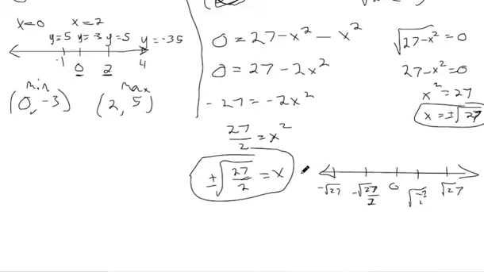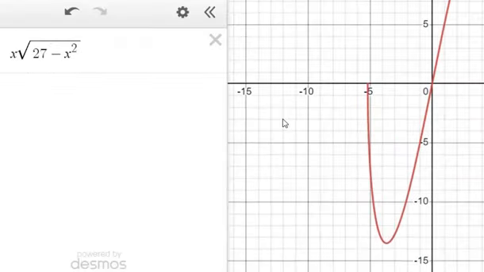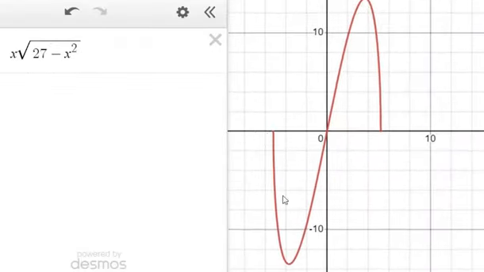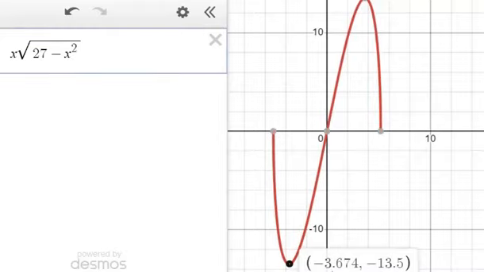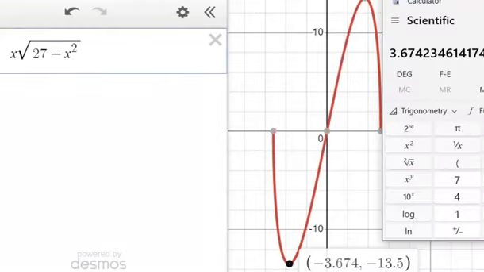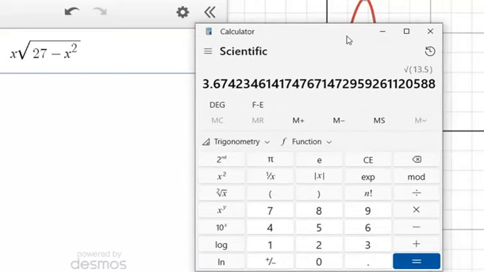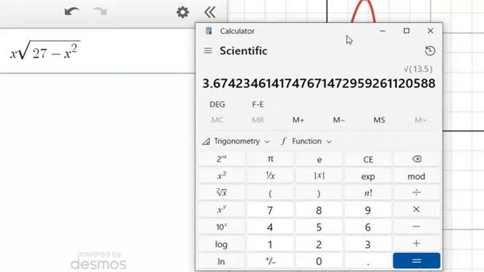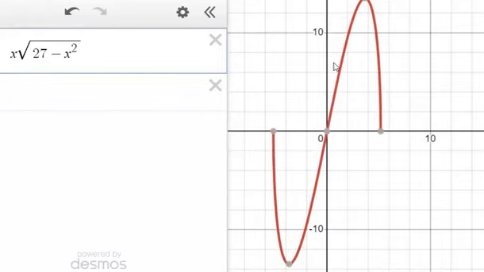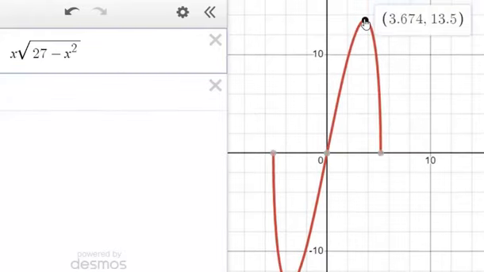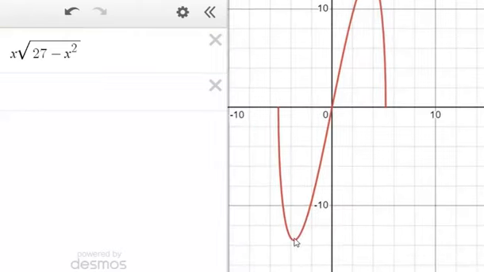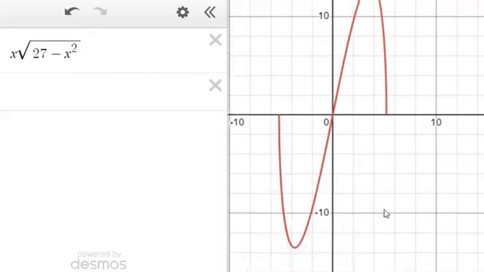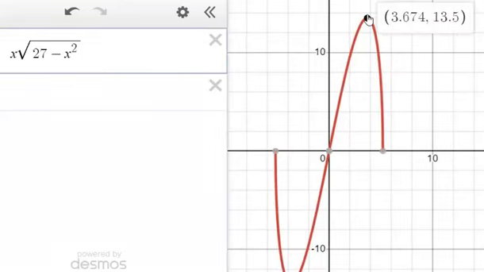But let's check out Desmos. Okay, so I've graphed this in Desmos. And then the negative 3.647, that's the square root of 27 over 2. Right? In other words, the square root of 13.5. So the first derivative test, it told us where the potential maxes and mins are. And if we were to make the number line and checkpoints to the left and to the right, we'd find that the negative square root of 27 over 2 is a minimum, and the positive square root of 27 over 2 is a maximum.